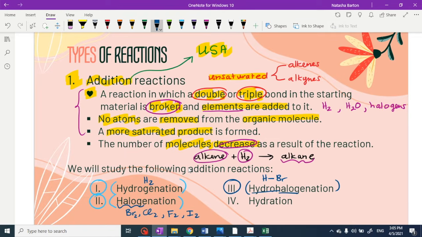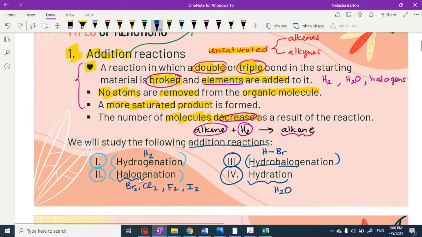Then lastly, we have what we call hydration. When you are dehydrated, it means that your body is missing water or needs water. And when we say you're hydrated, you become hydrated because you drink water. So a hydration reaction is one in which we are adding water. These are the four different types of addition reactions we are going to be studying, and in videos to follow, I will look at each of these different types in depth.